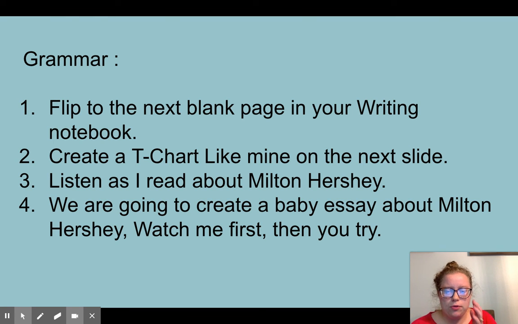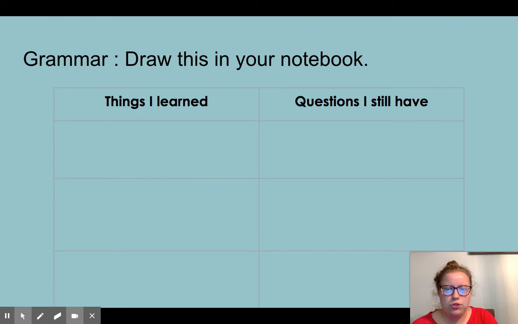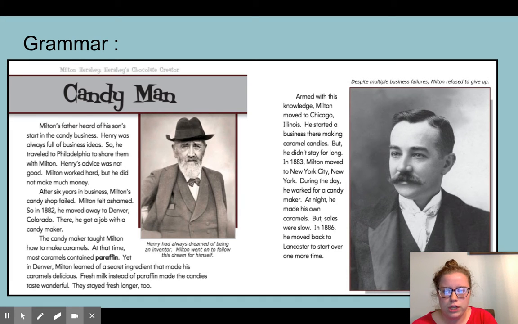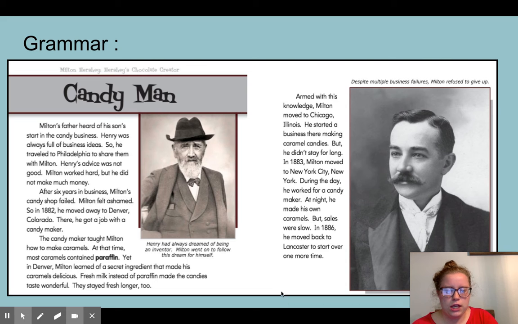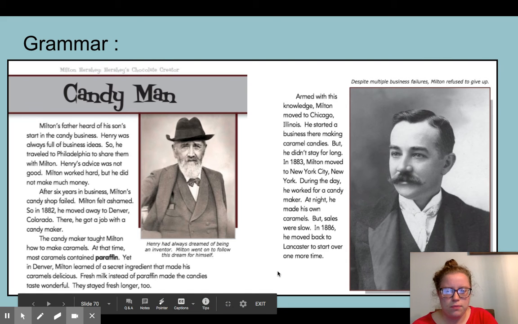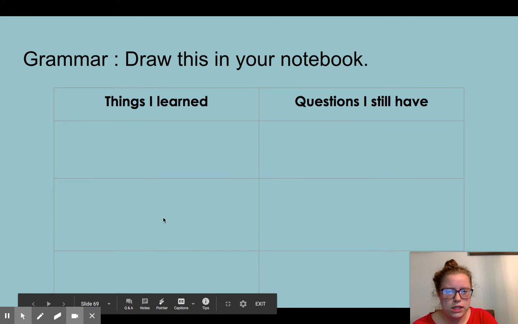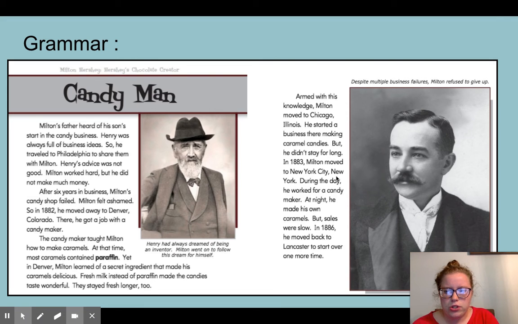So at the top of your page, above your T chart that you just made, you can write Milton Hershey. Okay. His name's right here in gray, Milton Hershey. Okay. This is one of the things I'm going to read to you. As I'm reading, you're following along and you're thinking about your T chart you just created on things that you learn about Milton Hershey. And then when I'm done reading, I want you to think, do I still have questions? Okay, so let's go ahead.